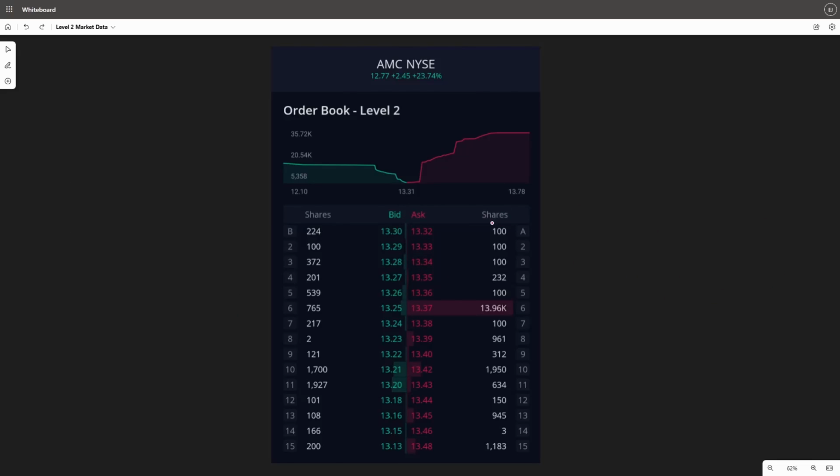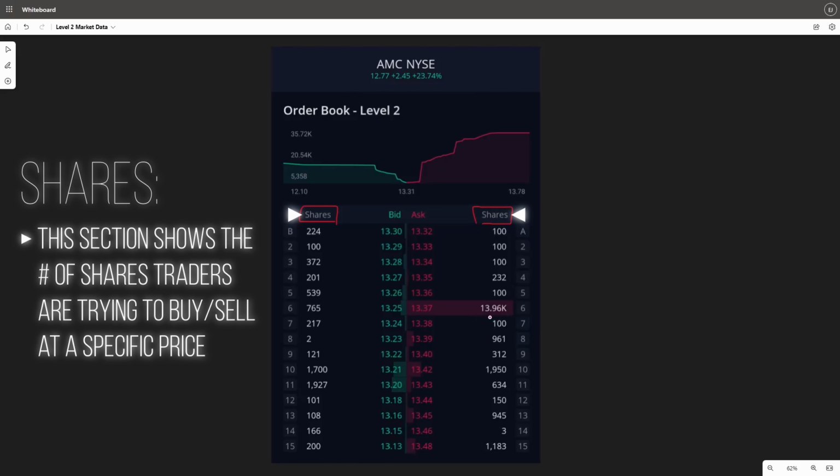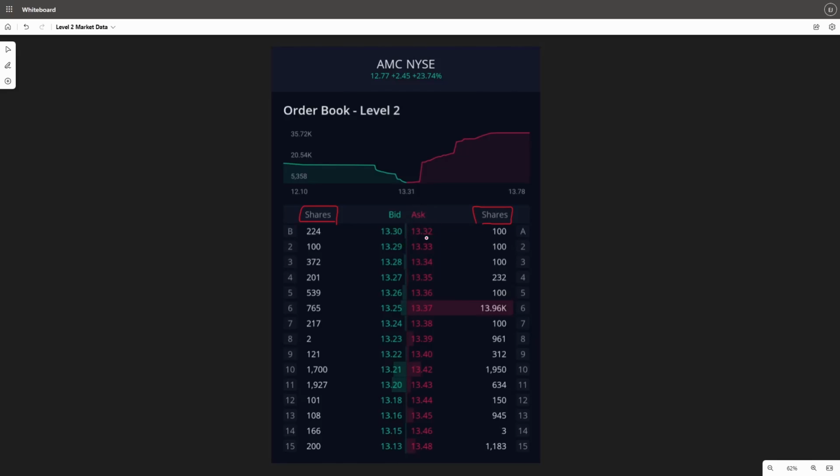Here on the sides, you'll see that there is a shares section, where this one shows the column of the number of shares that traders are trying to sell at that given price. On the ask side, you can see that there's somebody trying to sell 100 shares at 1332, another 100 at 1333, and if you keep going down, you'll see this particularly large order. Someone's trying to sell 13,000 shares at 1337.